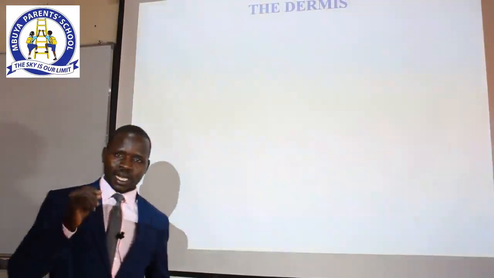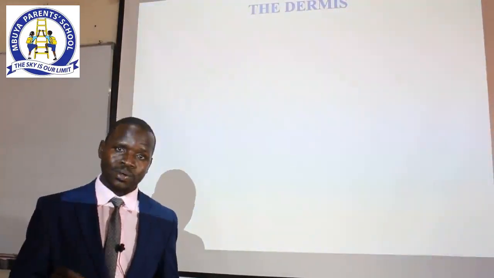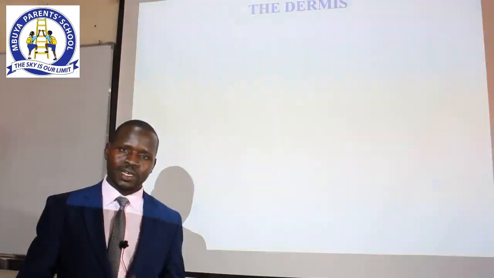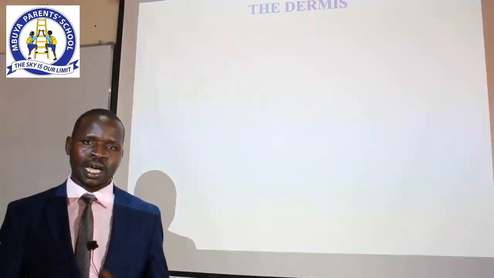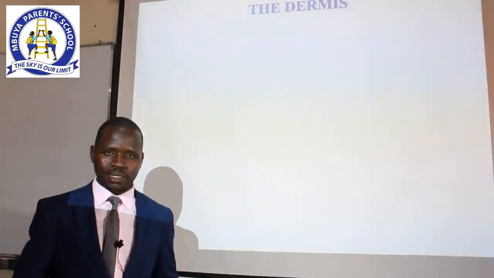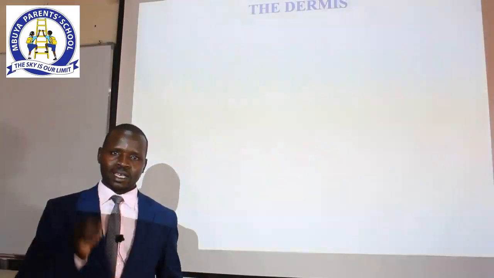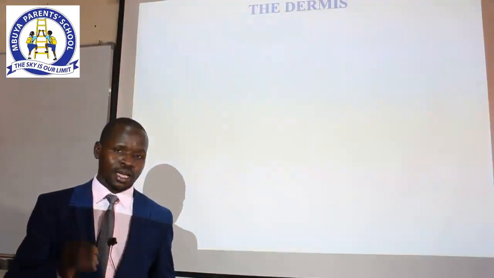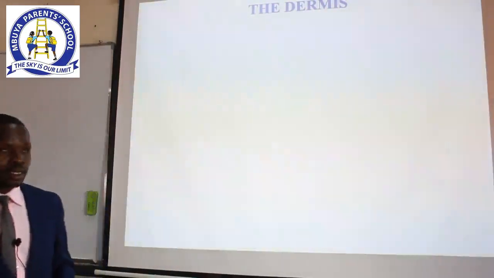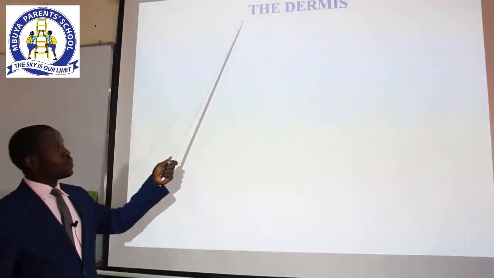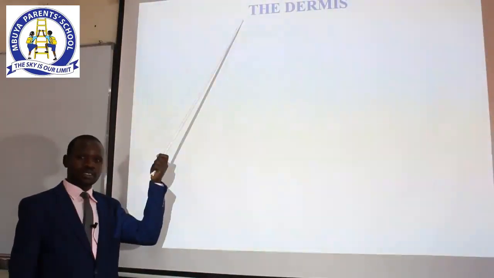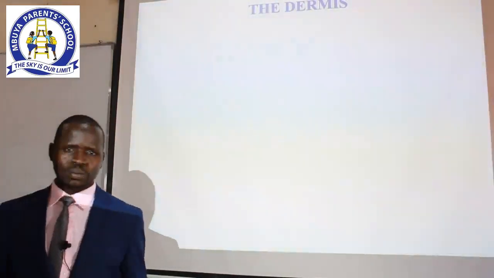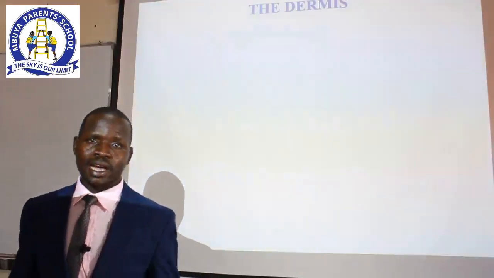Okay, let's move away from this. Today we are going to look at another part of the skin. Remember, we said the skin is divided into two main layers. In the previous lesson, we looked at the outermost layer, which is the epidermis and the parts that make it. In this lesson, we would like to look at the second major layer of the skin, and that is the dermis. So, the dermis, simply by description, is the inner layer of the skin.